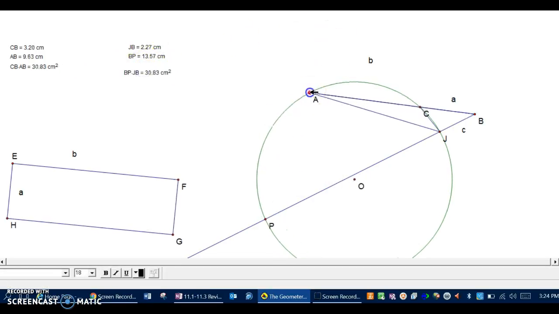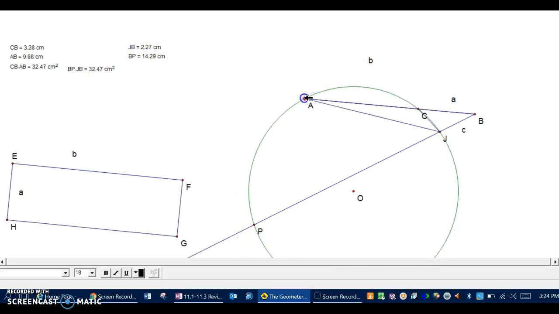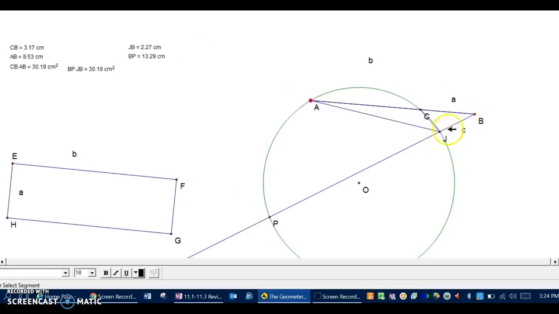I can drag some of these points around a little bit. You'll notice that the size of the rectangle changes as well. All the numbers are changing, but what's significant is that these two products are always going to stay the same. So if I make a rectangle that has the length of C and this big length of X, I know that those two areas are always going to be the same.